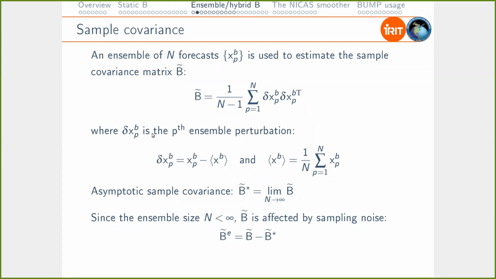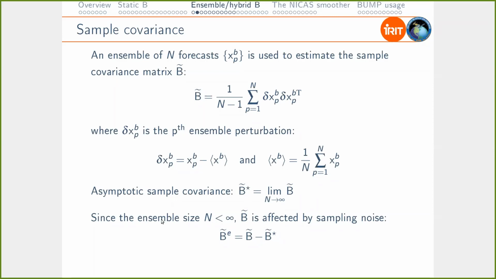And here, delta x^p is the p-th ensemble perturbation. So it's the difference between the p-th member and the ensemble mean. And we will define another object, which is the asymptotic sample covariance. It's this B tilde star, which is what we would get with an infinite ensemble that we don't have, but that's our target here in this section.